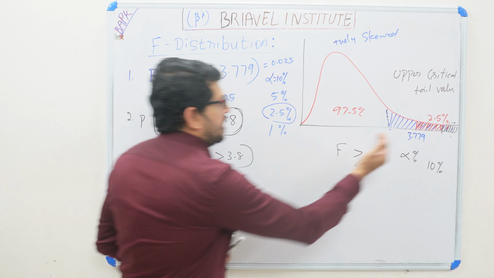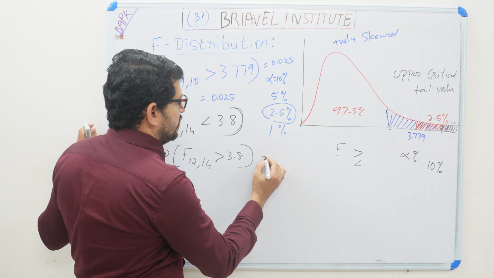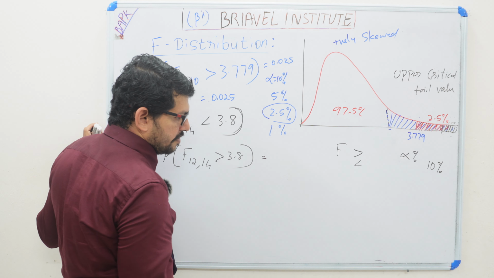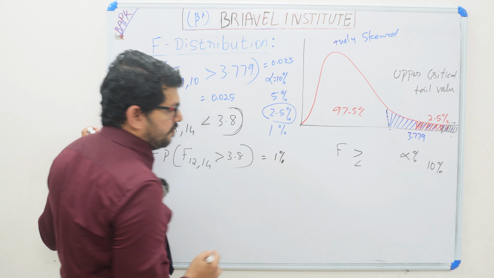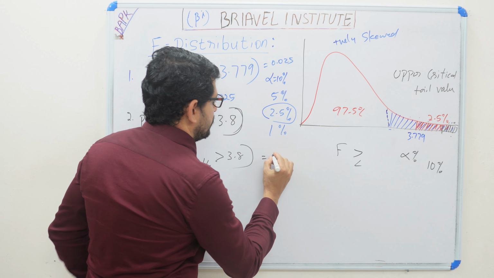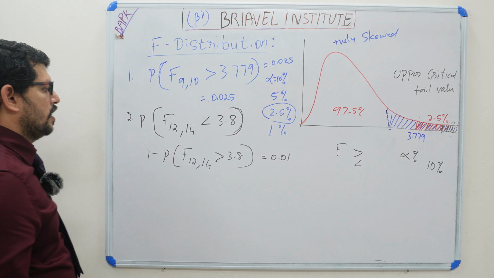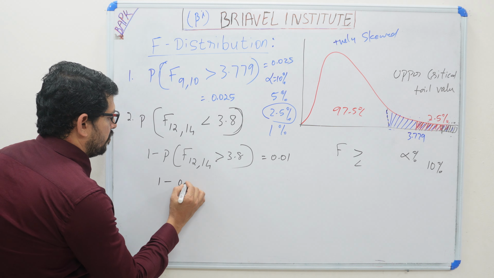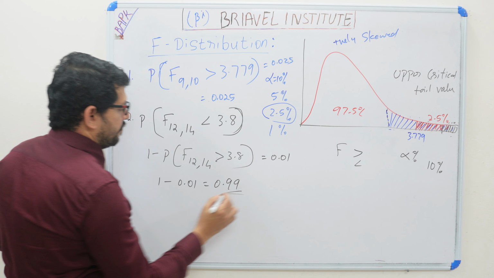So what will be the greater? We always say about the upper value only. So this one is equal to 3.8, which is getting the 1% significance level. So 3.8 is at the 1% significance level, so 0.01. We can say this is 0.01. Then 1 minus 0.01 is equal to 0.99.